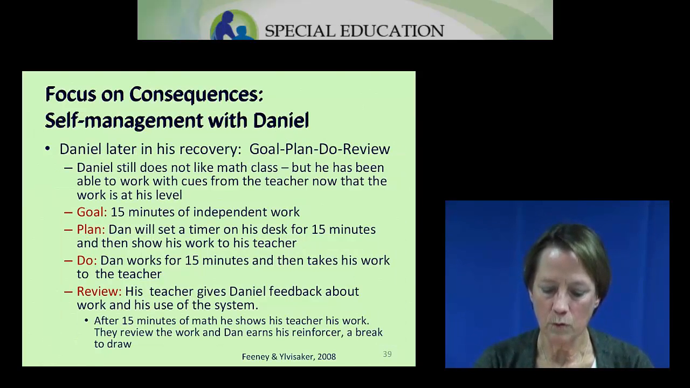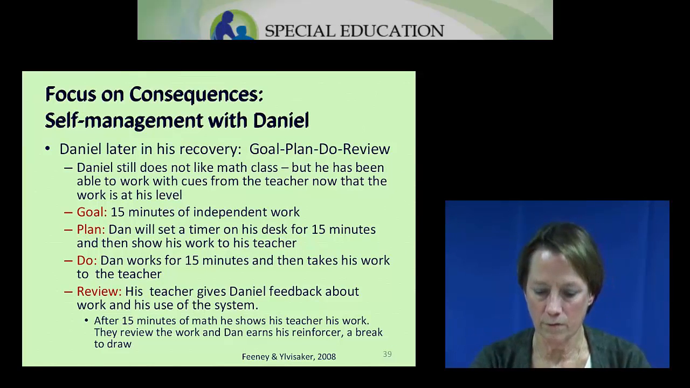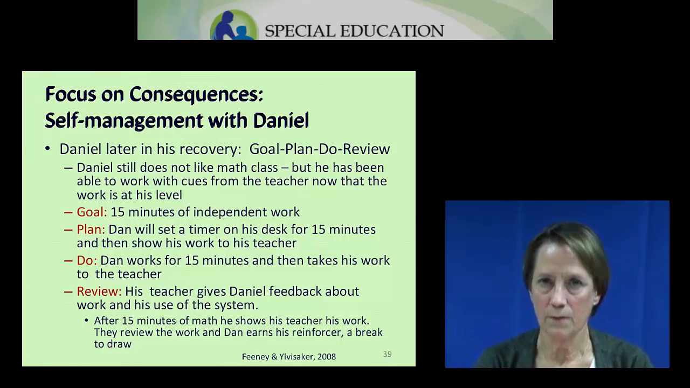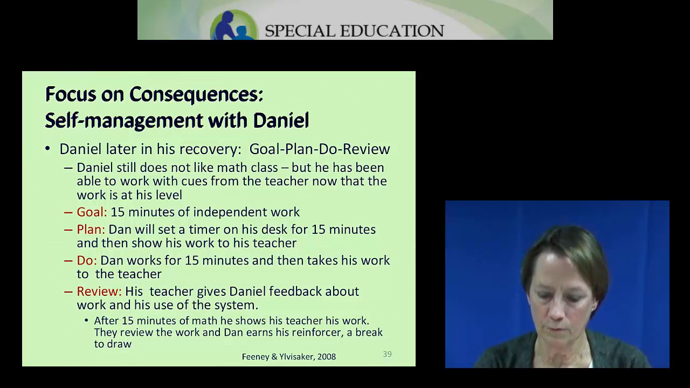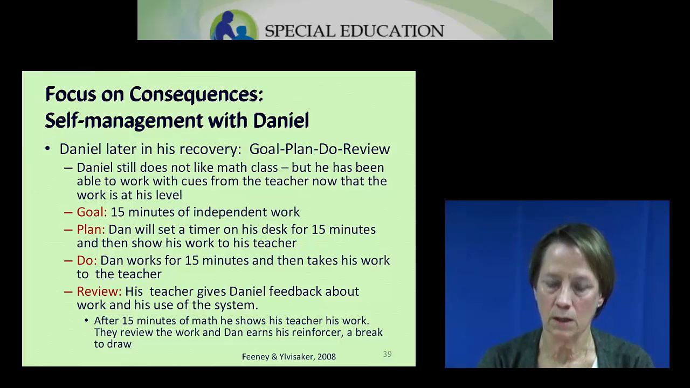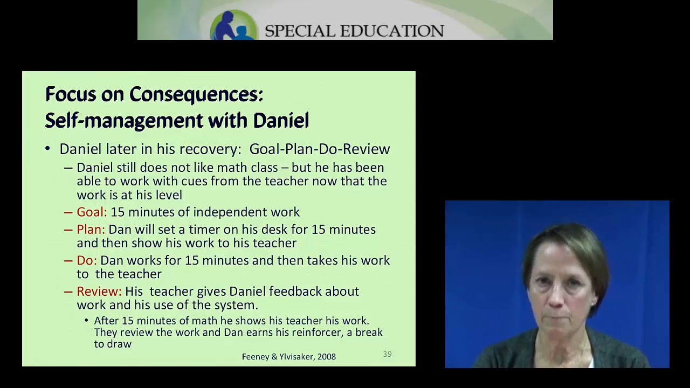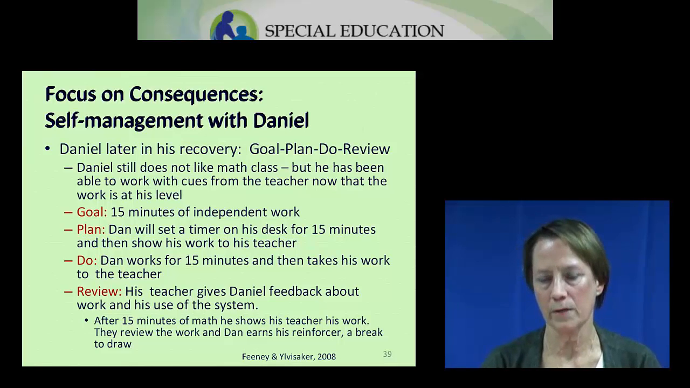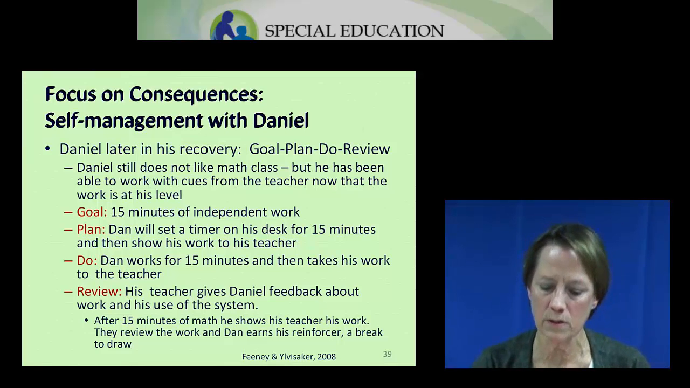So let's think about how this would work with Dan later on in his recovery. I want to talk about a specific type of self-management strategy called goal, plan, do, review. So Dan's still not enjoying math class, but he's been able to work with cues from his teacher, and now he's been able to work for 5, maybe 7 minutes. So we're now setting a goal that Dan's going to complete 15 minutes of independent work because we think he's moving toward that. So it's an ambitious goal, but we want to see if we can get him to work toward 15 minutes of work.